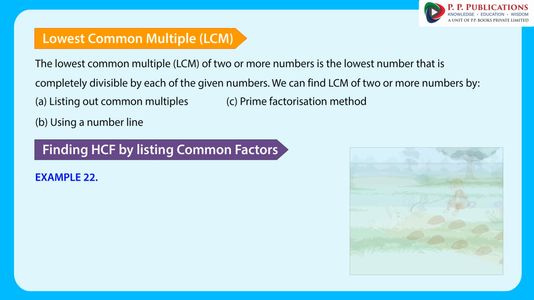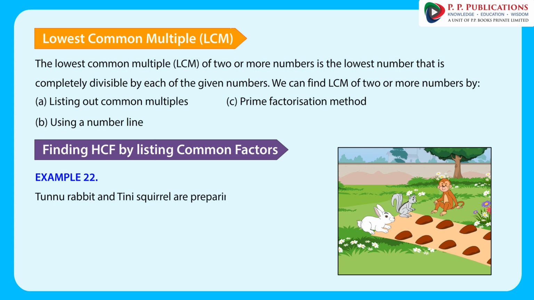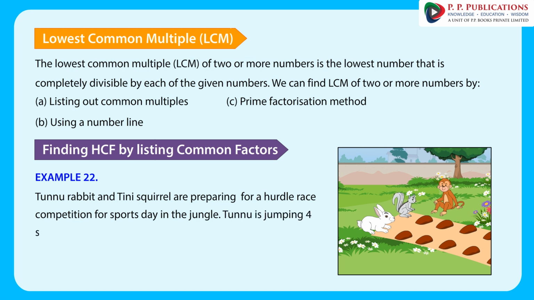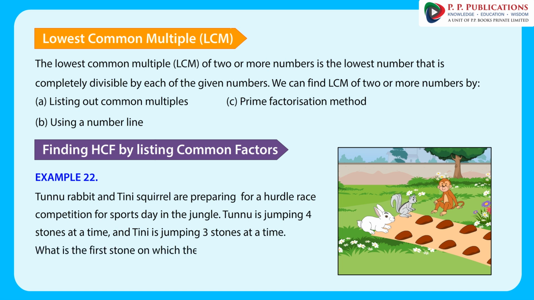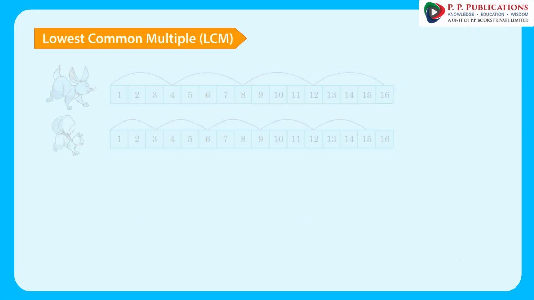Example 22. Tunu Rabbit and Tinny Squirrel are preparing for a hurdle race competition for sports day in the jungle. Tunu is jumping 4 stones at a time and Tinny is jumping 3 stones at a time. What is the first stone on which they will meet? At which stone will they meet again?